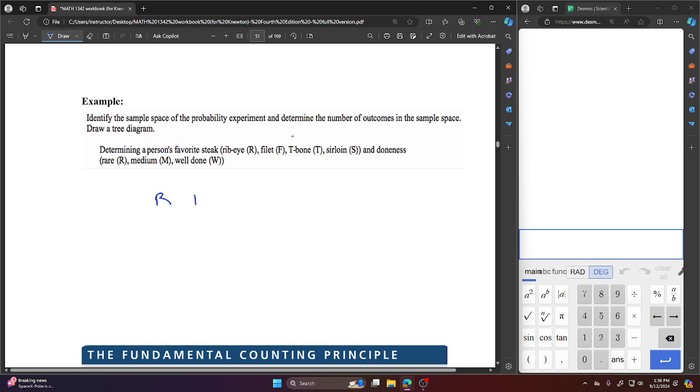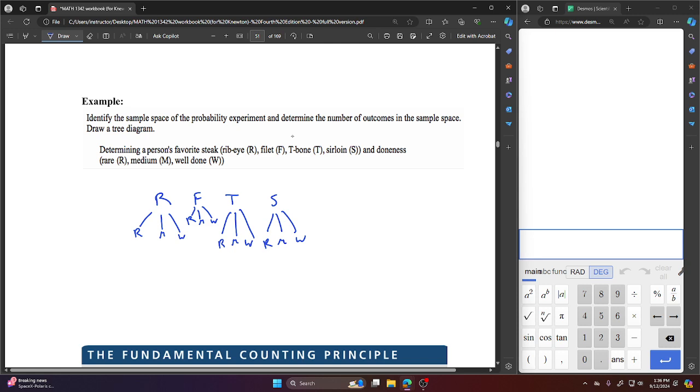I got ribeye, I got filet, I got T-bone, and I got sirloin. But for each one of those, I could either have it rare, medium, or well done, or something in between for a lot of us. Rare, medium, well done, right? I'm kind of running out of room here. Rare, medium, well done, and then finally rare, medium, well done.